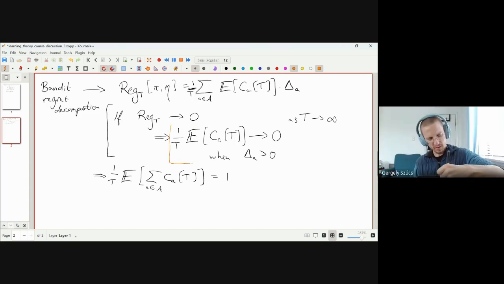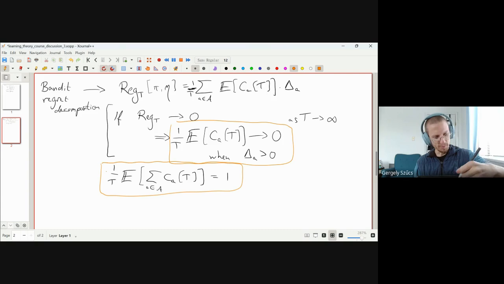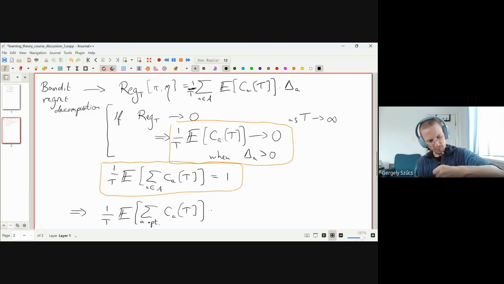If you put these two together, you get that the sum over the optimal A is also 1. Okay, that looks pretty convincing. Does anyone have any questions on this?